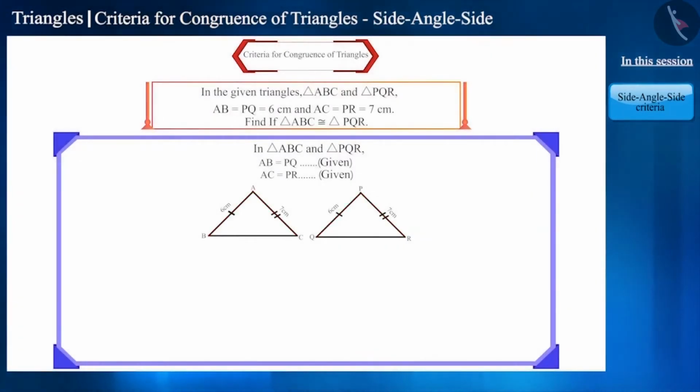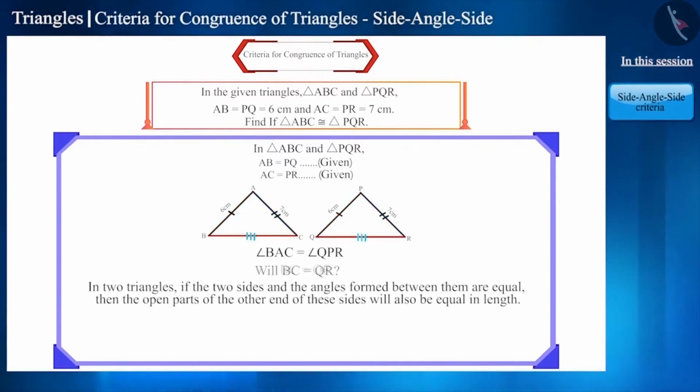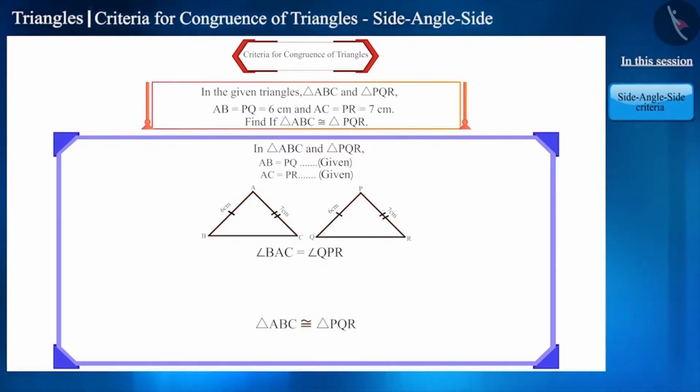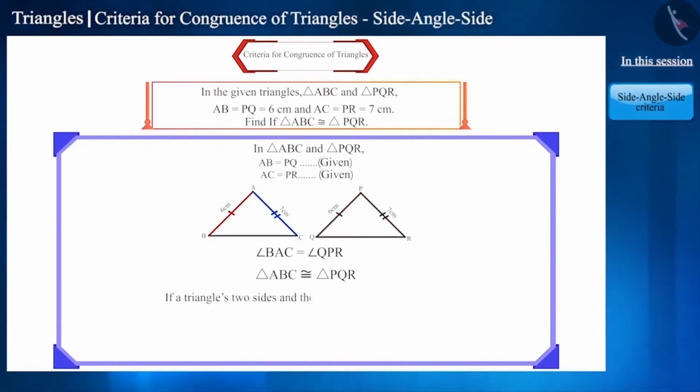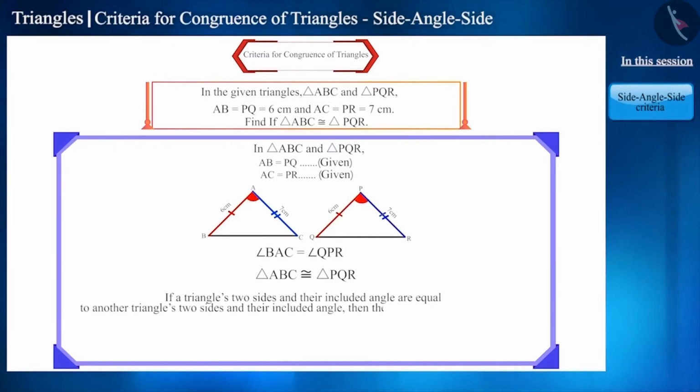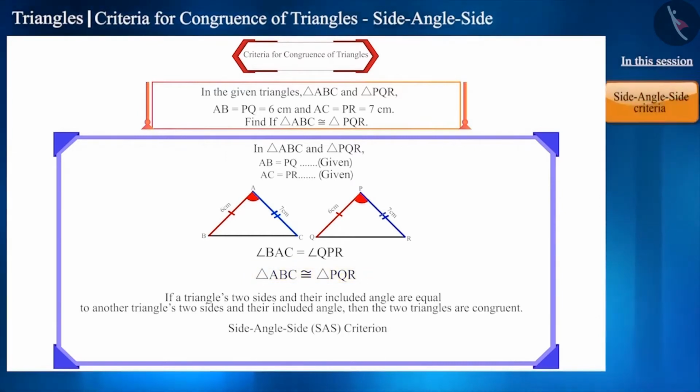If the angle made by these two sides are equal, then will the third side also be equal? Due to the angles being the same, the open portions of the other side of these sides will also be equal in length, and then we can say that these two triangles are congruent. That is, if a triangle's two sides and their included angle are equal to another triangle's two sides and their included angle, then the two triangles are congruent. This is called side angle side or SAS criterion. Can two triangles be congruent with lesser conditions?